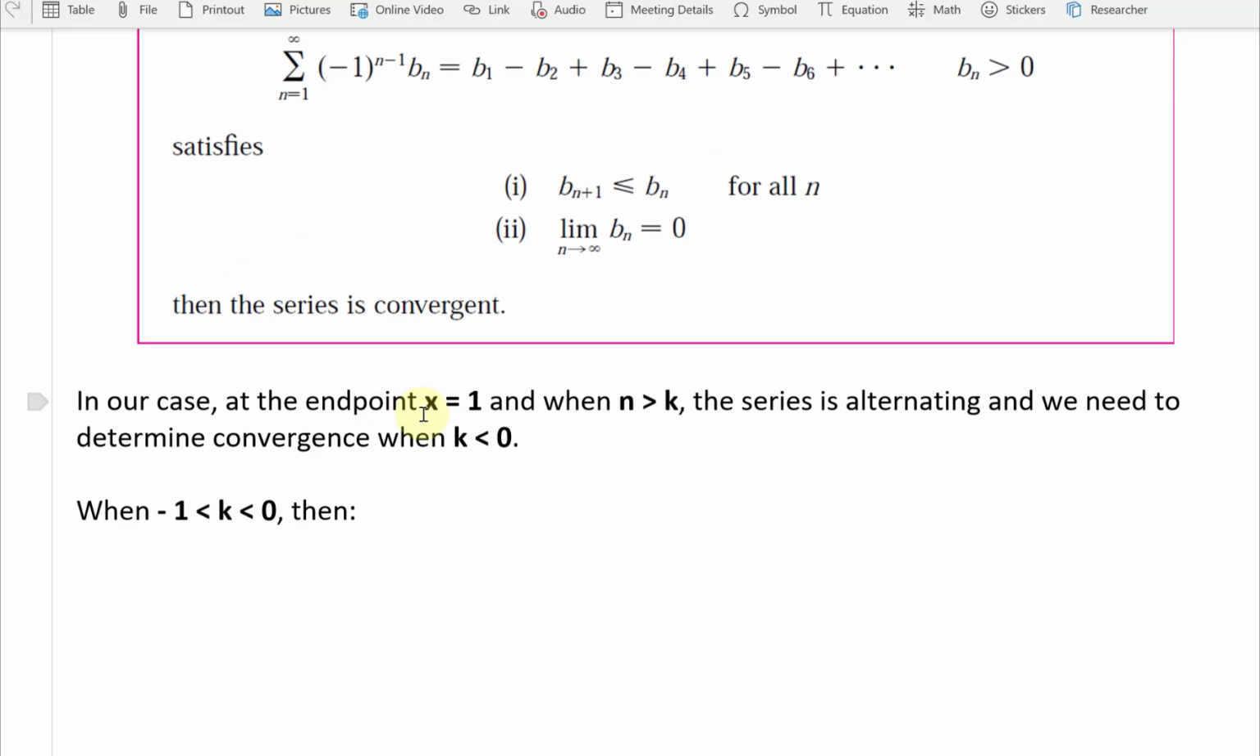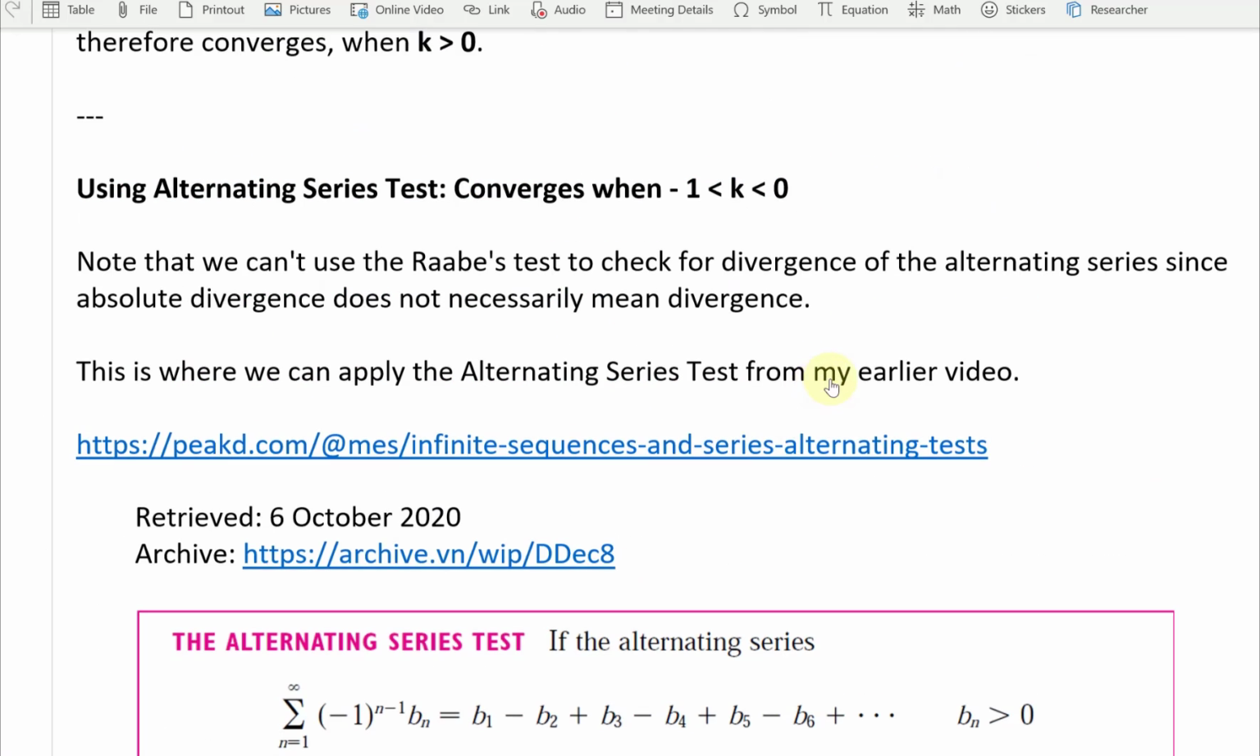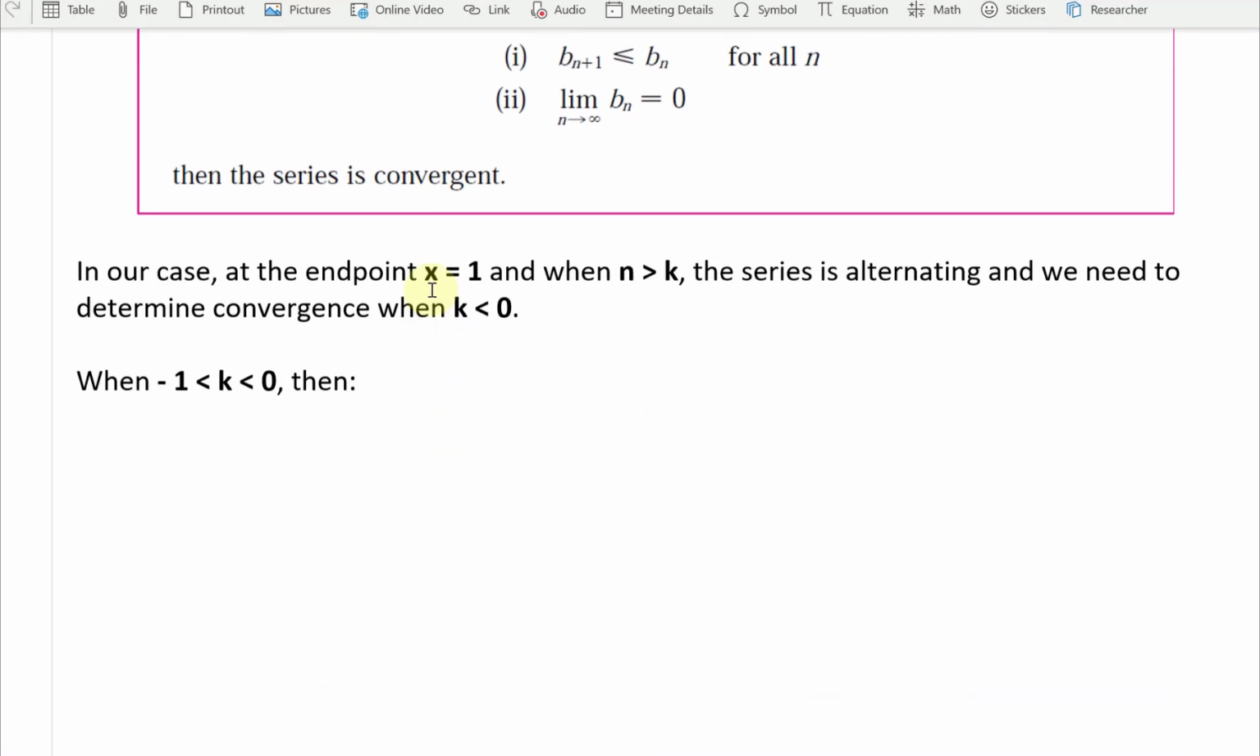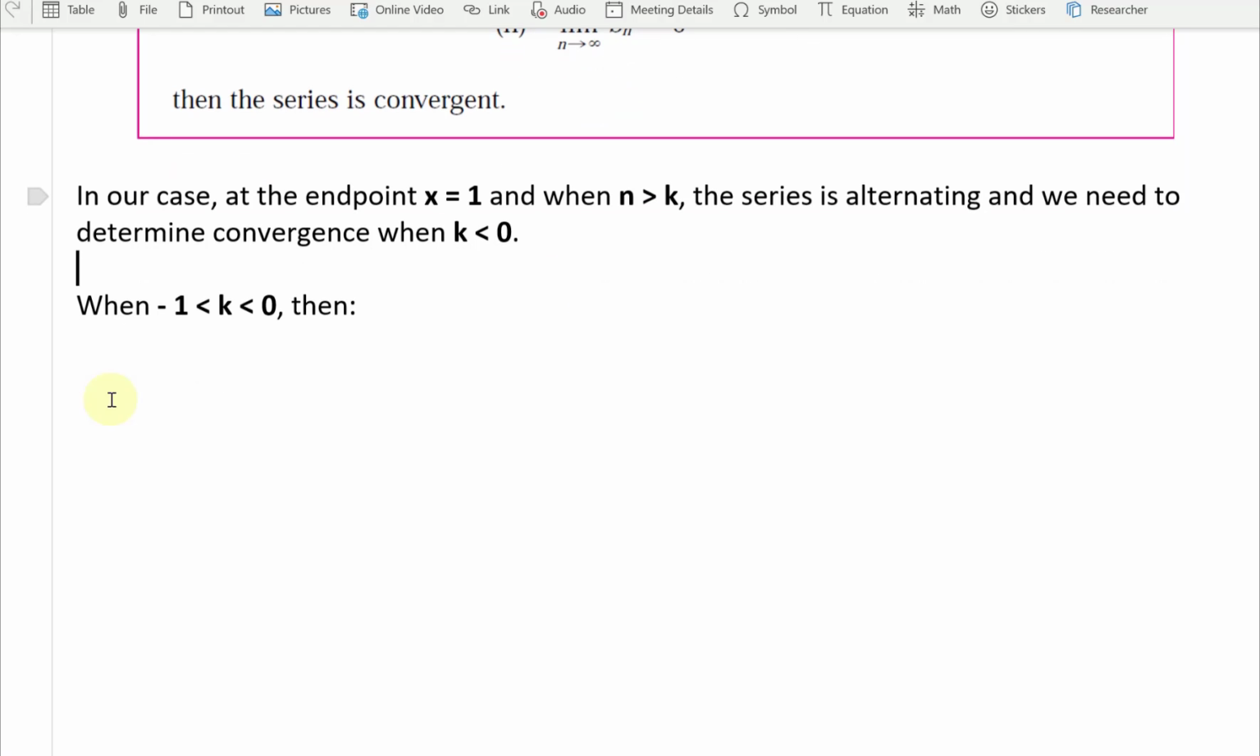So in our case, at the endpoint x equals 1, and when n is greater than k, the series is alternating, and we need to determine convergence when k is less than 0. Because we already solved that it converges when k is greater than 0, so now let's look at when k is less than 0, so we get some negative signs. Again, at the endpoint x equals 1, and when n is greater than k, the series becomes alternating, because all that matters is approaching infinity. So now let's look at when k is greater than negative 1 and less than 0.